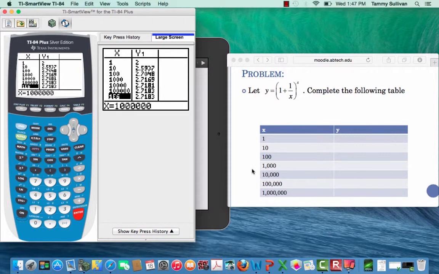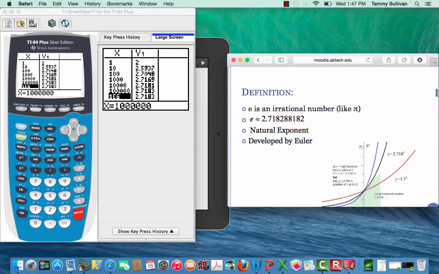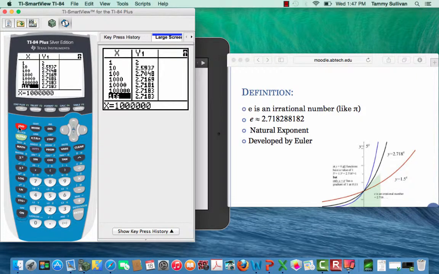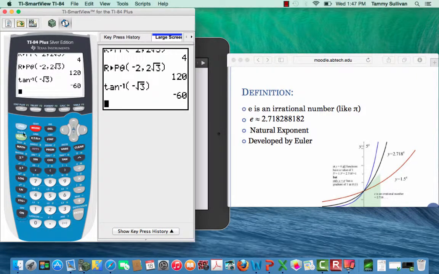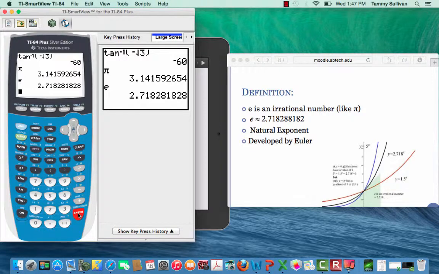And that's actually E. E is an irrational number just like pi. So if you look on your calculator, let me hit the quick mode. Here's pi on my calculator, and we know it's 3.14. But there's also E on your calculator. It's right above the division sign, and that's what we just approximated. It was a natural number. It was developed by Euler, depending on how you pronounce it. And it's just like pi. It's just an irrational number.